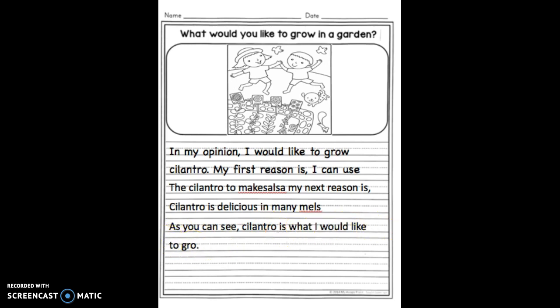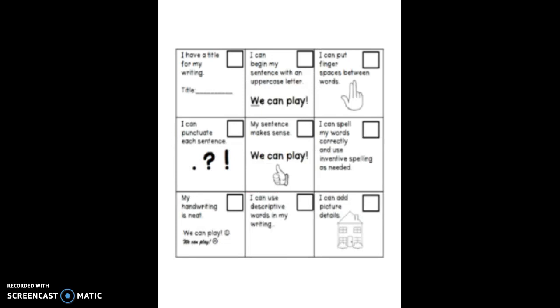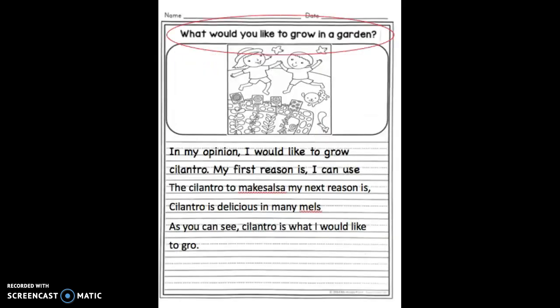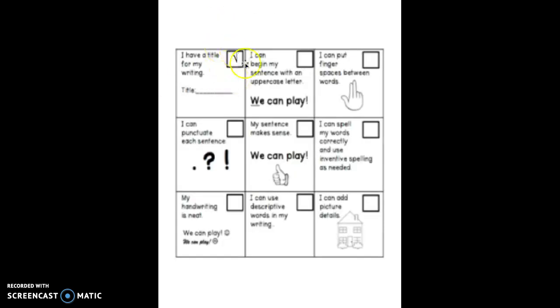Now, I haven't looked at my writing since yesterday, and oh my, have you guys noticed I made a lot of errors? But that's okay, that's what your fix-it-up checklist is for. Let's go through it one by one, and when I'm done going through my writing, I want you to take time to really look at your writing and fix your mistakes. Here we go. So I have my fix-it-up checklist. The first one says, I have a title for my writing. Lucky you, Miss Jensen made a title for you. It says, what would you like to grow in a garden? That's an easy check. So check.